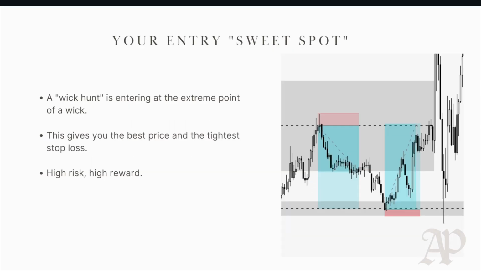So where is the sweet spot? For a long trade, your entry is placed at or near the low of a candle's wick. For a short trade, it's at or near the high of a candle's wick. So like right here, shown in these examples. A perfect wick hunt entry often combines perfectly with a turtle soup or a failure swing setup, because those patterns are themselves a form of institutional manipulation that creates the wicks.